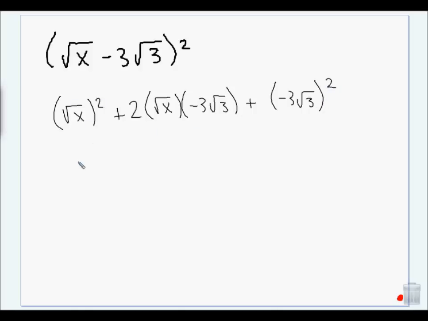So this is just x. Here I have 2 and negative 3 get multiplied together, so that's negative 6, and then the 3 and x get multiplied together. And then here, if I square this, the negative 3 squared is 9, and then the square root of 3 squared is 3. So that's 27.